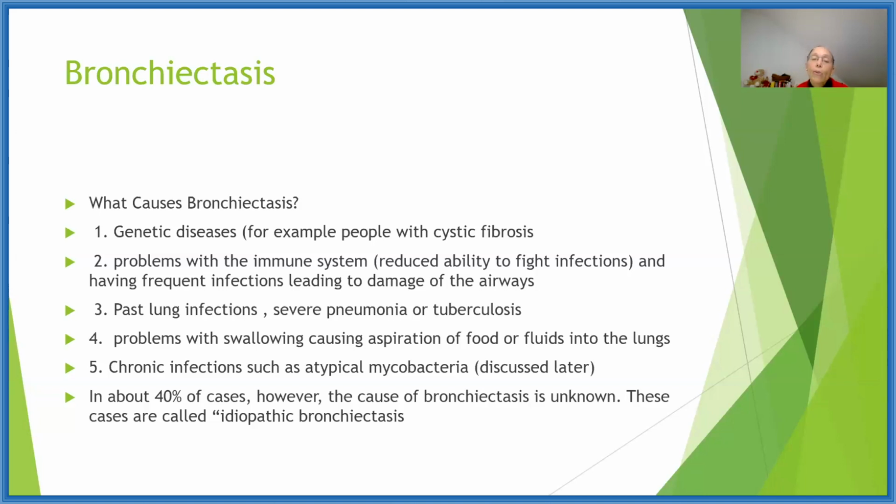Tuberculosis is another frequent cause of bronchiectasis. People who have recurrent aspiration can also develop bronchiectasis. And chronic infection, such as the one that will be discussed subsequently, atypical mycobacteria, can lead to bronchiectasis. In about 40% of cases, however, the cause of bronchiectasis is not known, and these cases are called idiopathic bronchiectasis.